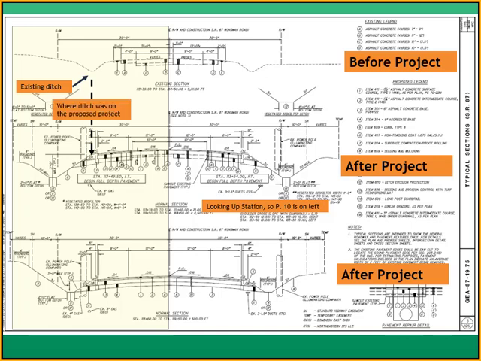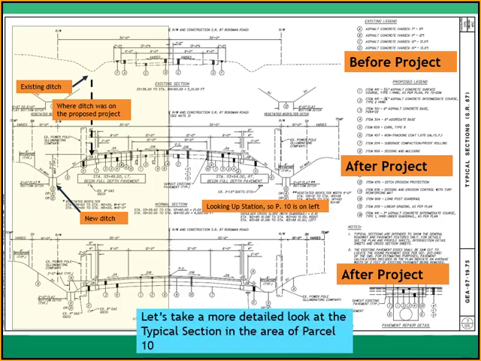It's where the ditch is on the proposed project. The new ditch, we've just drawn an arrow to it, is left of where the existing ditch was. So let's take a more detailed look at a typical section in the area of parcel 10.